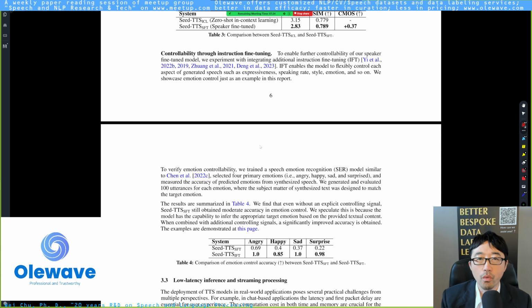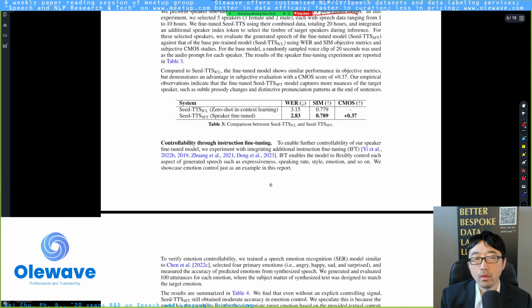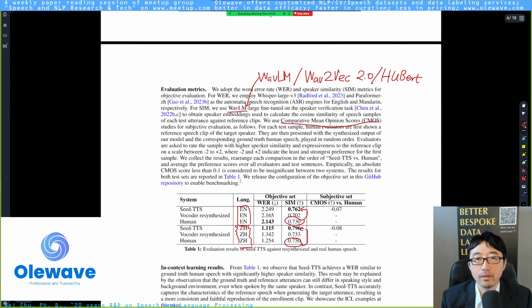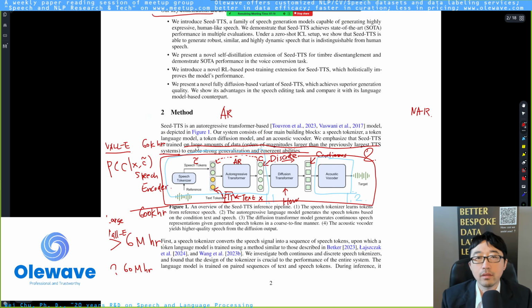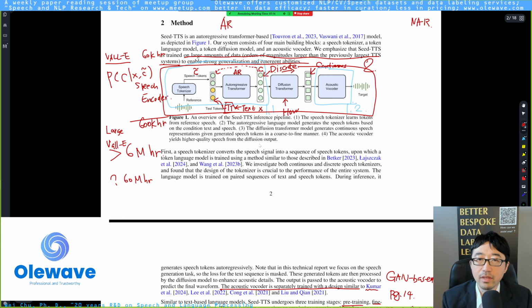And for this one, I think the model architecture is slightly different from this one because they do not need a diffusion transformer. This is my personal opinion. Maybe they do. Oh, I was wrong. They do still need a diffusion transformer because they need to go from the discrete signal to the continuous signal, because the acoustic vocoder only takes a continuous signal.